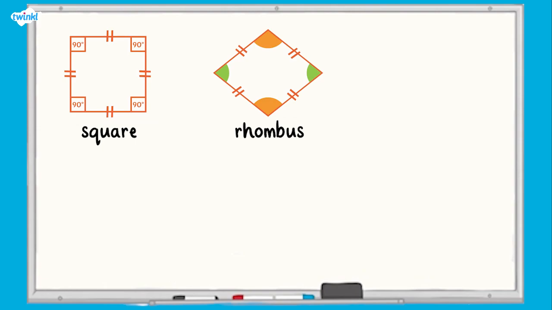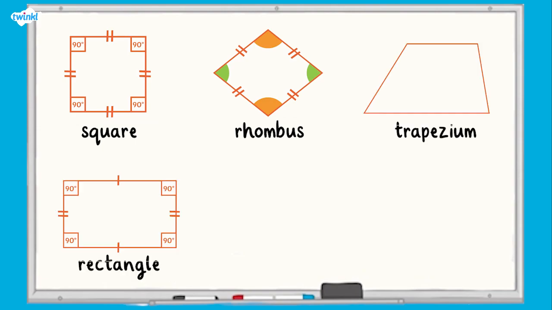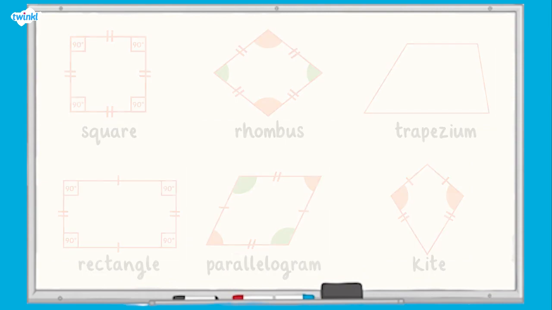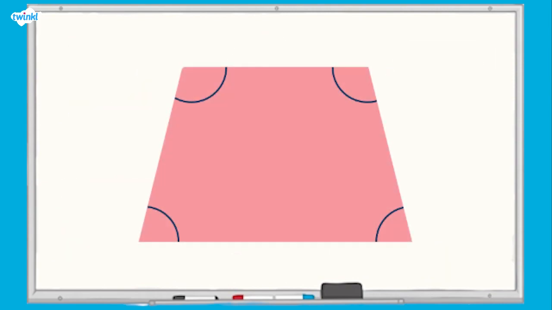Here are some quadrilaterals that you're probably familiar with: square, rhombus, trapezium, rectangle, parallelogram, and kite. If you'd like to learn more about these shapes, then you can watch our Comparing and Classifying Quadrilaterals video. Today we're going to be calculating internal angles in quadrilaterals.